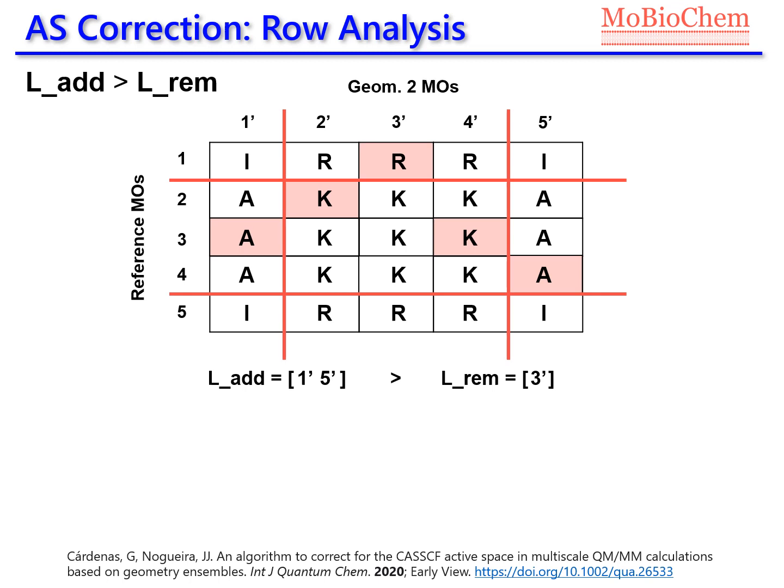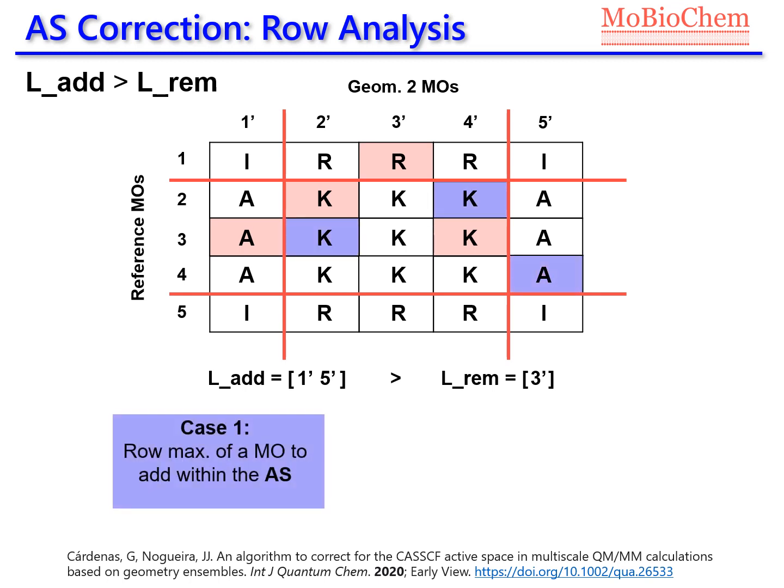Okay, so now let's see what happens in the opposite situation, that is, one in which the number of orbitals to add to the active space is greater than the number of orbitals to be removed. So let's perform the row-wise analysis and see what happens. Well, first of all, the conflicting orbitals here are 1' and 5'. Now let's take a look at the corresponding column maxima. In the case of 1', we see that the column maximum is this element here. However, the row maximum of the corresponding row is this element here, which is inside the sampled active space.